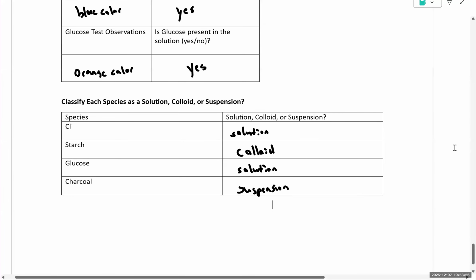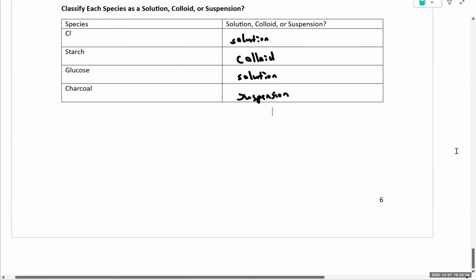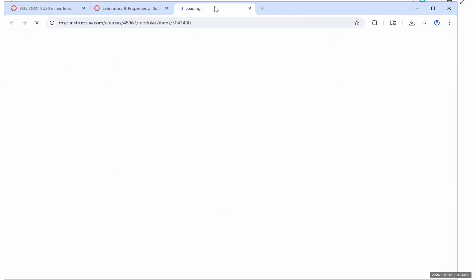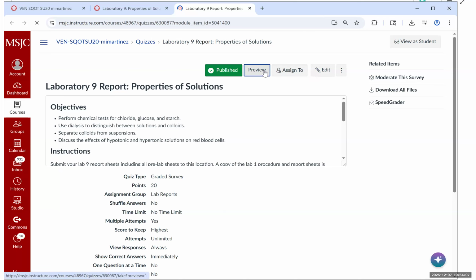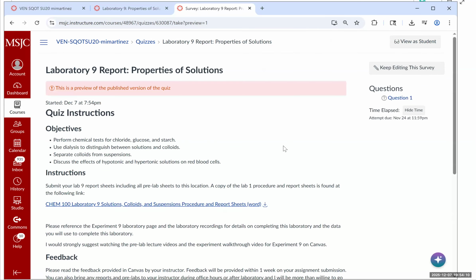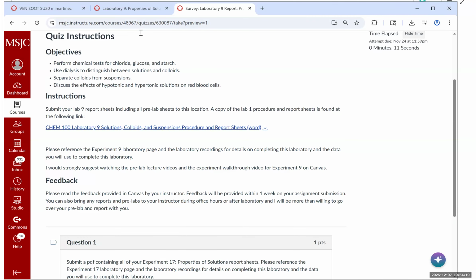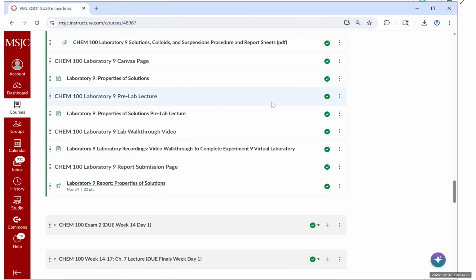Okay, so with that, we've filled out all of the report sheets for this lab. Again, you'll be submitting your report sheets to the Laboratory 9 report submission page on Canvas. When you open the assignment, there will be a file upload link for you to upload your report sheets as a JPEG, Word, or PDF file format. So that concludes our overview of Laboratory 9, and we'll discuss the future labs in an upcoming video.